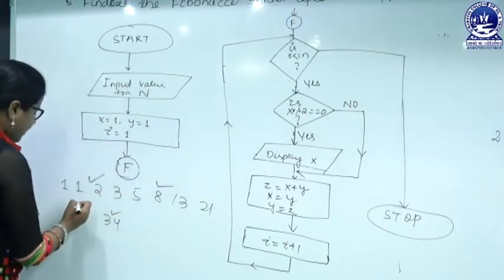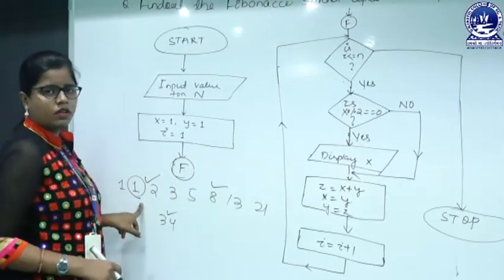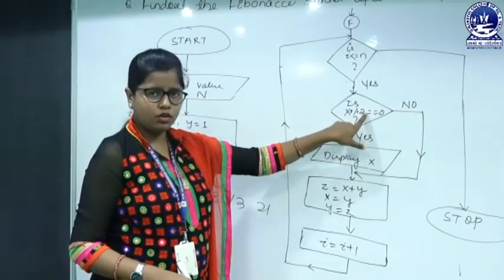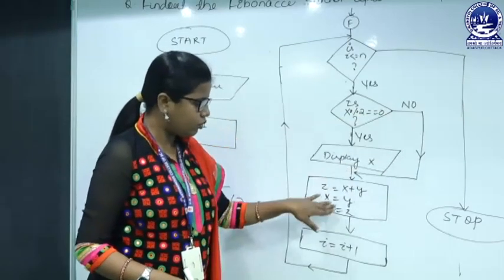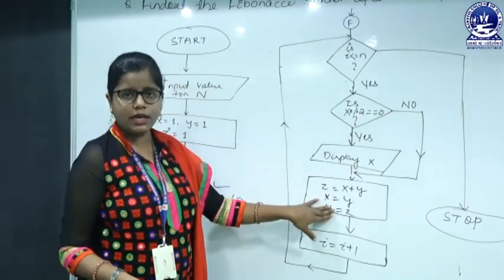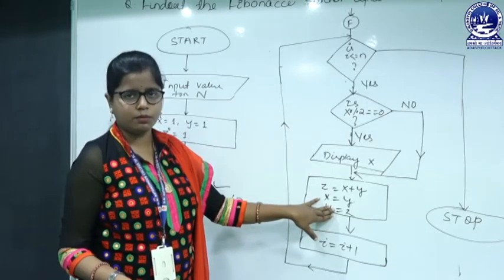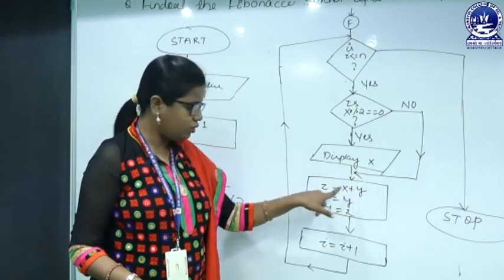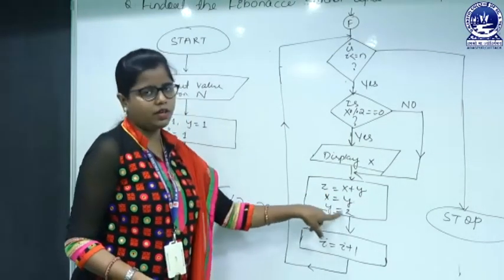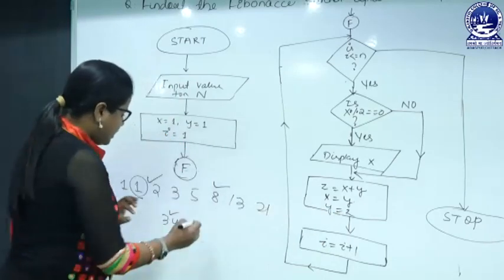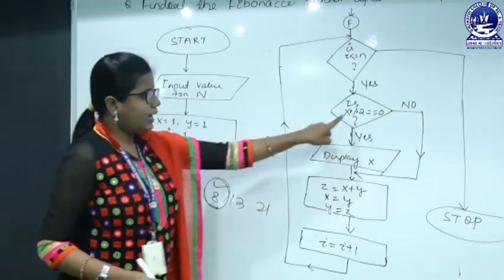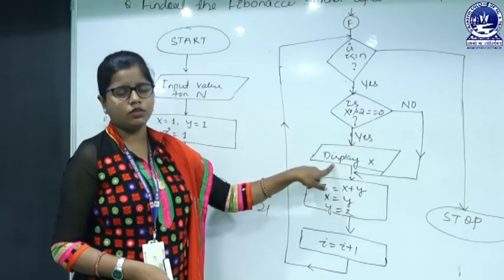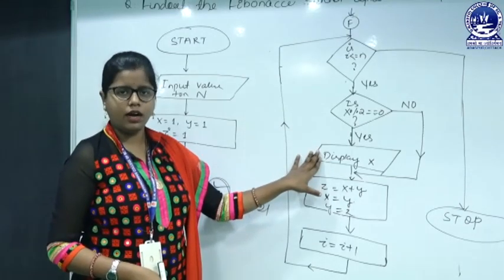Suppose the x value is what? Suppose 1. So here 1 modulo 2 equals to 0? No. Condition is false. Then we will go to here. We are not going to print this 1 because 1 is not an even number. So we will go here. The z value will be calculated. z value will be 2. x value will be 1 and y value will be 1. Suppose here this one, 8 modulo 2 equals to 0. True. Then we will go for printing the x value. So 8 will get printed on our output screen.